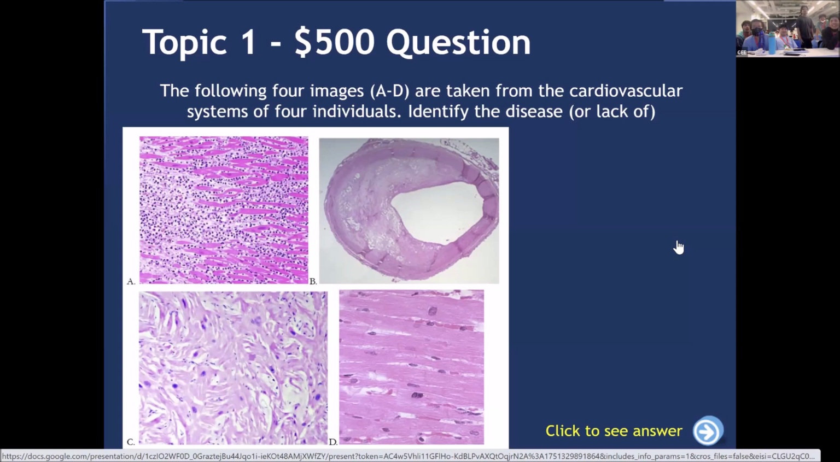Wait, can we steal if they're wrong? Yeah, you can steal. They didn't answer top left. I think C is important. Okay, so can we steal that? Yeah, you can steal it. Wait, C is not. A might also be. Wait, C looks so fibrotic. I think D is not. Wait, it might be hypertrophy. D is hypertrophy. Wait, looks fine. No, what do you mean? No, it feels fine to me.